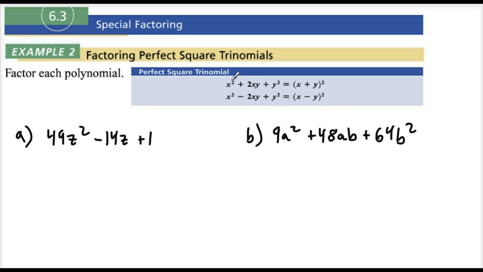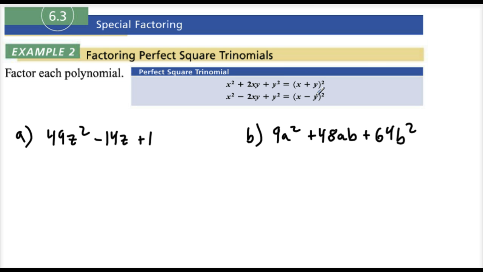If you can write the first term and square it, and if you can write the last term and square it, and then if you can write the middle term as 2 times the first term times the last term, then the factored form of that is just x plus y squared.